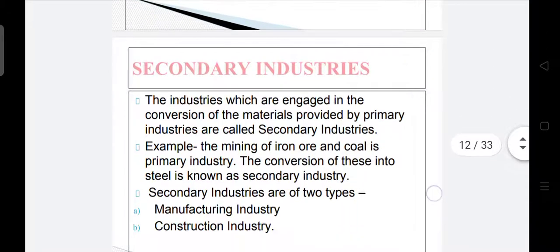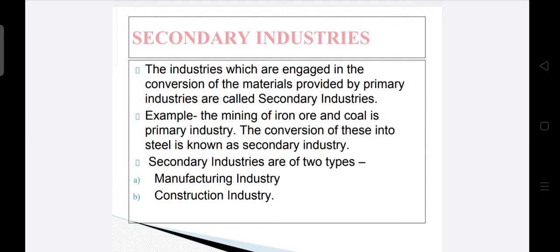So now we have secondary industries. The industries which are engaged in the conversion of materials provided by the primary industry are called secondary industry. Example: the mining of iron ore and coal is primary industry. The conversion of these into steel is known as secondary industry. The secondary industry also has two types: the manufacturing industry and the construction industry.